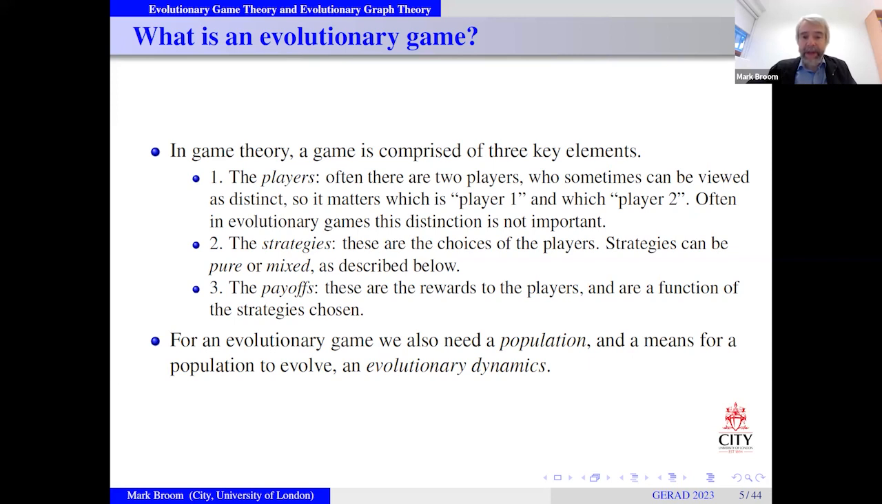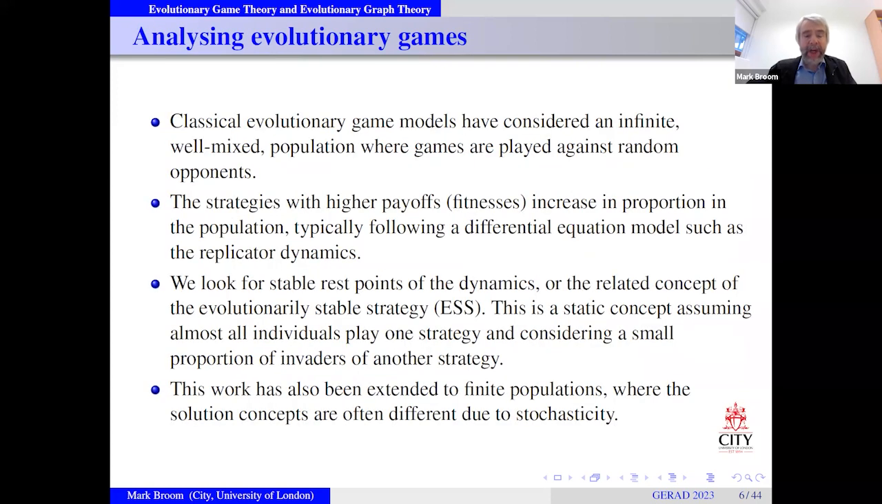For an evolutionary game, you also have a population of individuals. The players in any particular instance will be a subset of the population, and that population will evolve. It will change in time following an evolutionary dynamics. This is the standard idea within an evolutionary game. A classical evolutionary game usually has an infinite, well-mixed population, every individual equally likely to interact with every other. Games are played against either everybody, or more usually against random opponents.